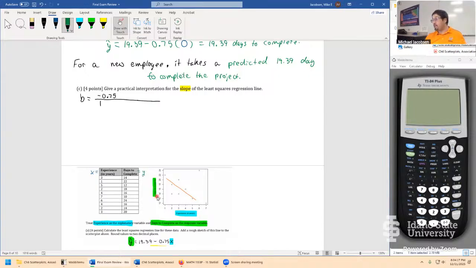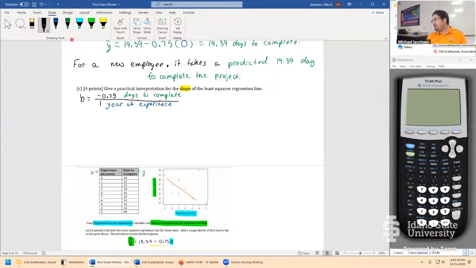Always is the unit of the numerator, so negative 0.75 days to complete is the new unit above. So that's the rise factor going down 0.75. For each additional year, that's the run. So if I move right by 1, I go down by 0.75, and it'll be 1 year of experience.